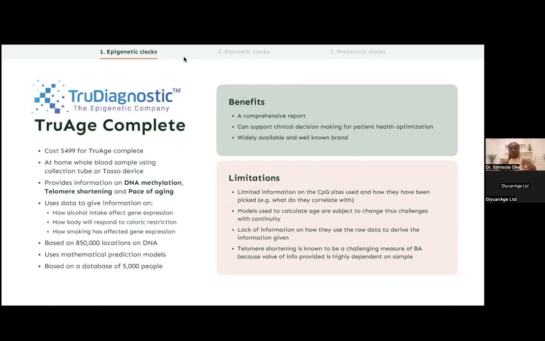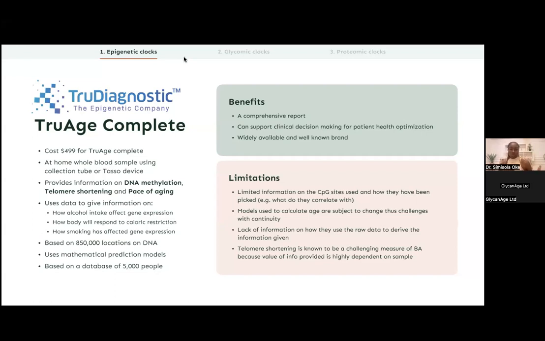And as I mentioned before, one of my key tips if you're using an epigenetic clock is you need to understand the data set that it's based on, but also the CPG sites they're looking at. Because what you don't want to do is pick a clock that is measuring chronological age as opposed to biological age. Also, models used to calculate the age are subject to change. And I think we've spoken about this already, but that makes continuity quite difficult. So if you're working with people and you're testing them over various time points over years and they change the algorithm, again, it's going to change the output. And so that's something to consider as well.